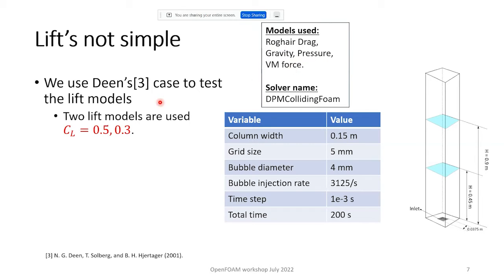These are no-brainers. And we test these 2 column heights with 2 different lift coefficients: 0.5 and 0.3. 0.5 is called the constant lift model, and 0.3 comes from Tomiyama's model. So how would it look for the shorter column height?